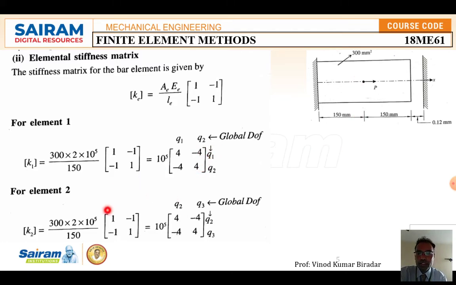For element 2 it is the same: K2 is equal to A2 E2 by L2. If you substitute all the values, you get 10 to the power of 5 times the matrix [4 -4; -4 4].